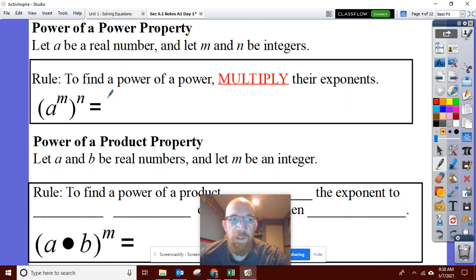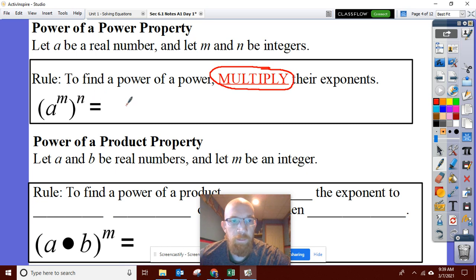All right, let's talk about this one. This one we also did last week. It says to find a power of a power, which means a power raised to a power, so there are 2 of them, you would be multiplying their exponents. I always tried to tell you that, hey, we've got parentheses here, and so the exponents you would multiply.